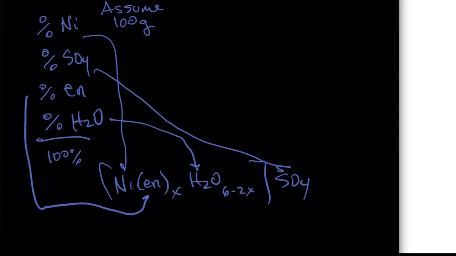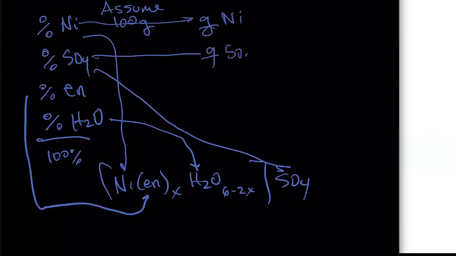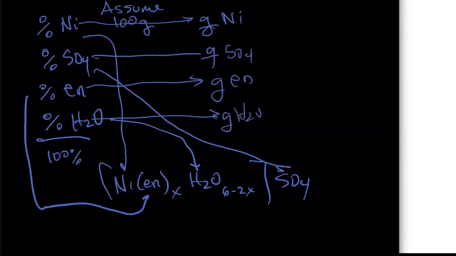So if we assume a 100 gram sample, then we can say that this percent is now this grams of nickel. This percent is now this grams of sulfate. This percent is now this grams of ethylene diamine. And this percent is now this grams of water. You just convert your percentage straight to mass. That's why we assume 100 grams.